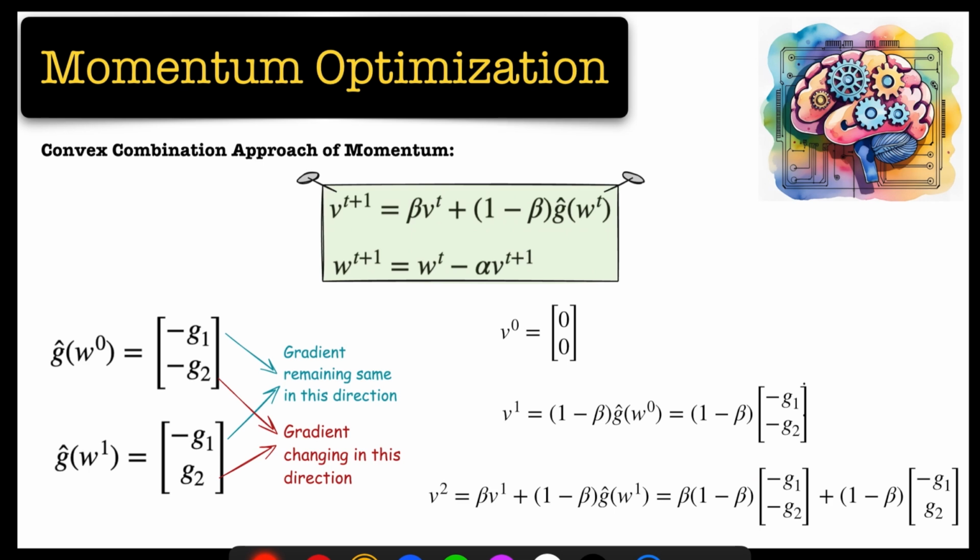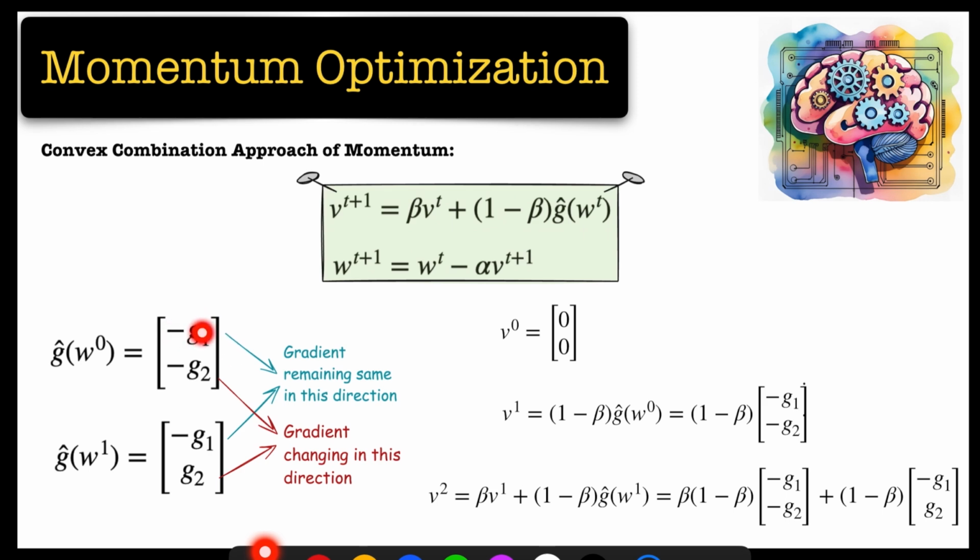Now see one scenario. Let's say the gradient at the zeroth iteration, G hat W0, is minus G1, G2. This is the gradient vector. At the first iteration, G hat of W1 is minus G1, G2. So in this gradient vector, these are different directions, right?